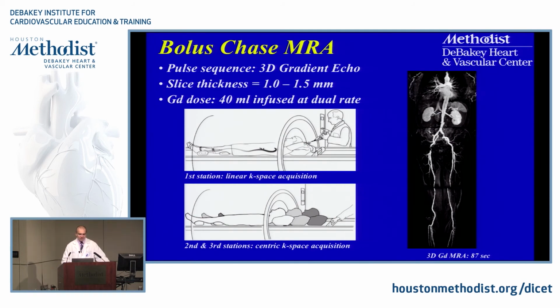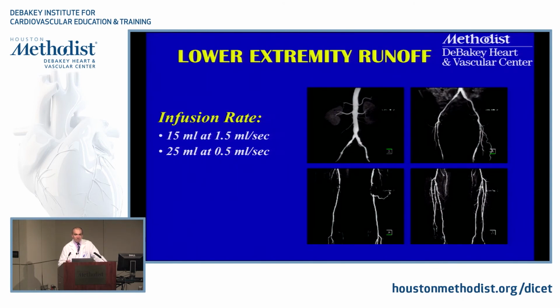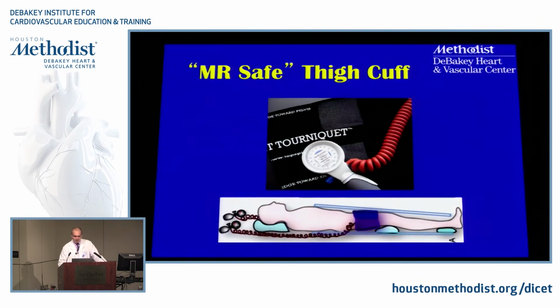And so if we're doing a multi-station technique, then we want to make sure that our contrast infusion is going for the full duration of our acquisition. And so typically we'll do this as a dual phase contrast injection where we give an initial dose of about 15 mLs of gadolinium or ferumoxytol, given at a rate of 1.5 per second. And then you follow that up with a much slower infusion rate to try to maintain opacification of the smaller vessels as you get down to your thighs and your calves.